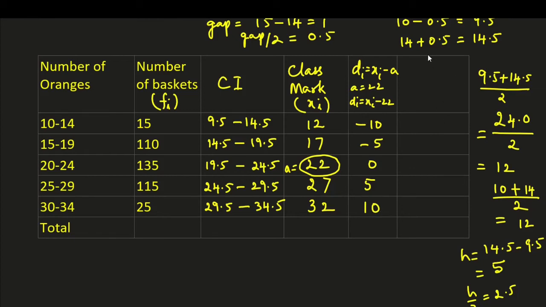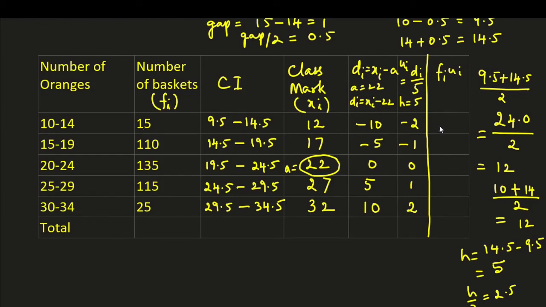We can take ui also. Here ui is di by 5. These di values are multiples of 5. So when we take h as 5, we can use the step deviation method. So this becomes minus 2, minus 1, 0, 1, 2. Now let us write fi ui values here.